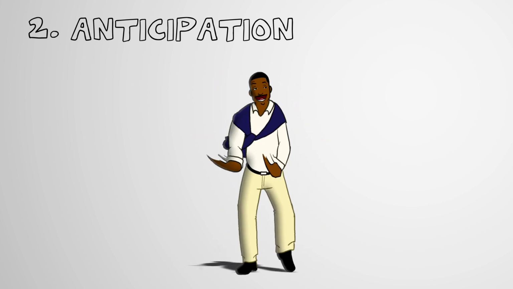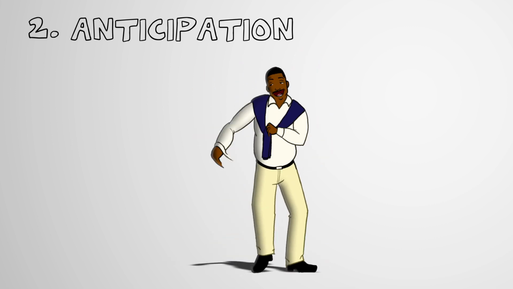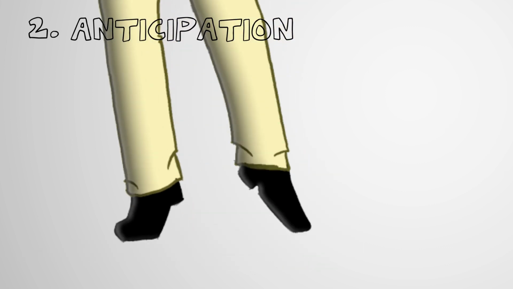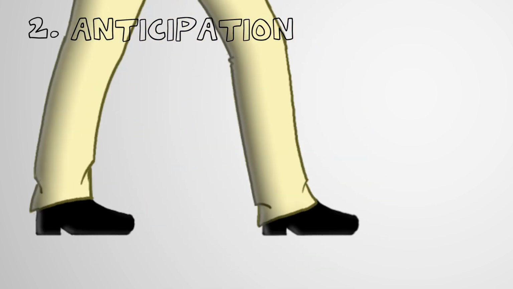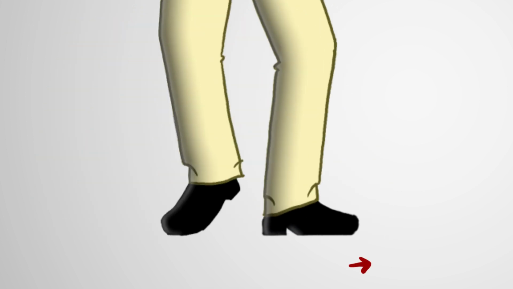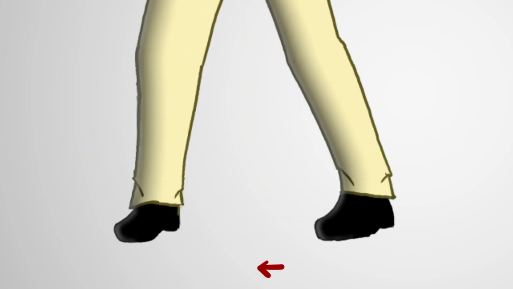Anticipation. Anticipation makes the animation more realistic. By making the character prepare for the next move, it also helps the audience to understand what the next action is going to be. Anticipate to the left before you move to the right.